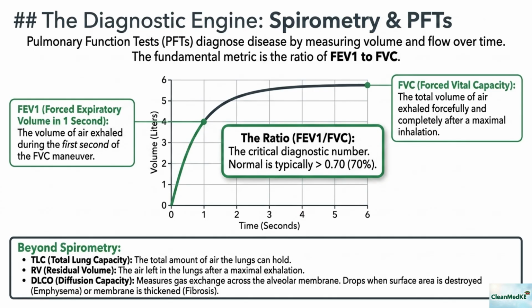Beyond basic spirometry, we also look at total lung capacity, TLC, residual volume, RV, and DLCO, which measures how well gas exchanges across the alveolar membrane. DLCO is particularly sensitive to surface area destruction in emphysema, or thickening in fibrosis.